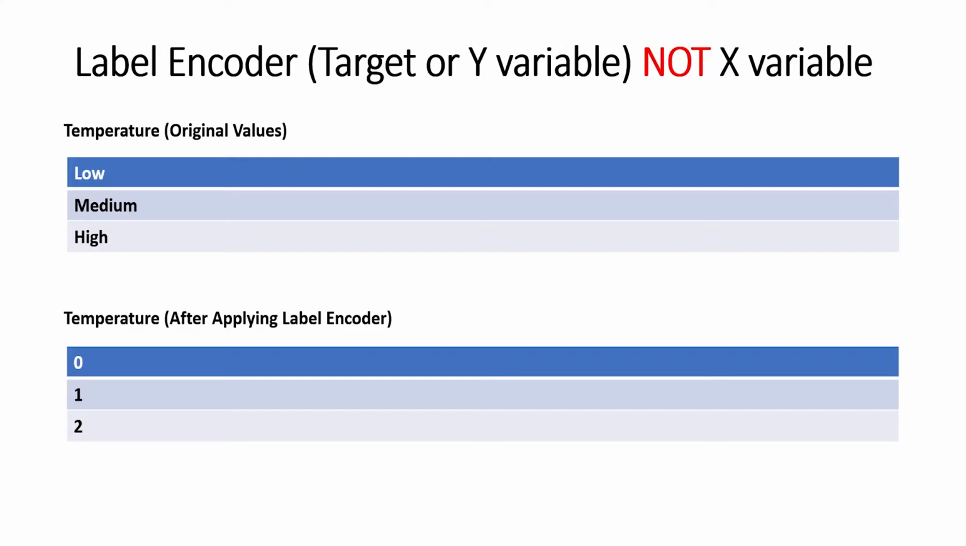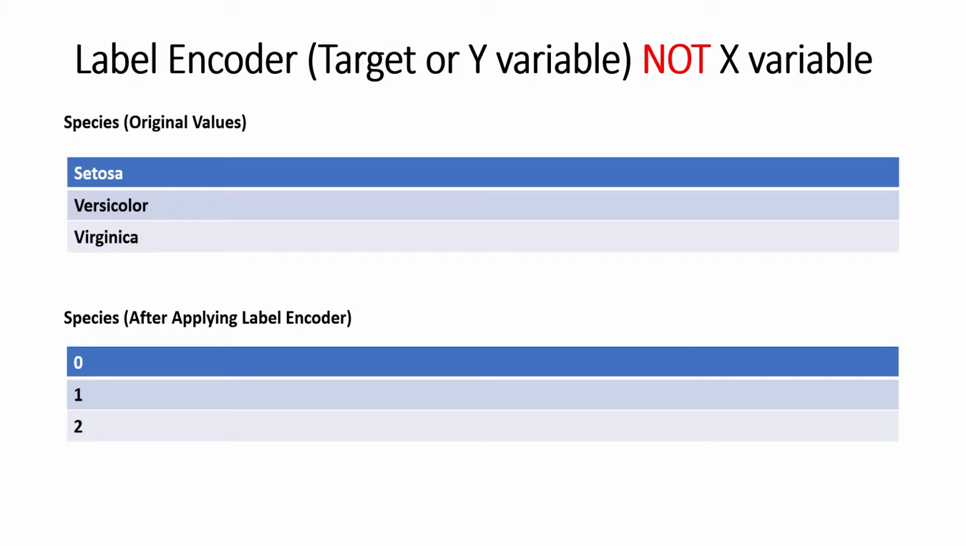Let's try to understand this with an example. Suppose our target variable is temperature and the original categories are low, medium and high. After applying the label encoder, the new categories will become 0, 1 and 2. In this video, we will work on iris dataset and the target variable name is species. The species contains three categories: Setosa, versicolor, and virginica. After applying the label encoder, the new categories will be 0, 1, and 2.